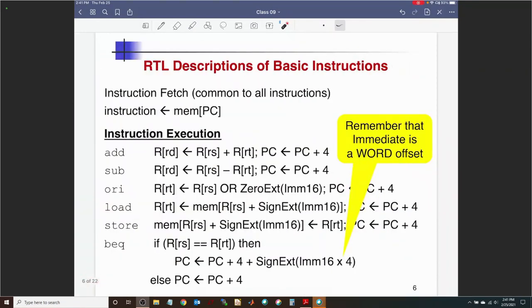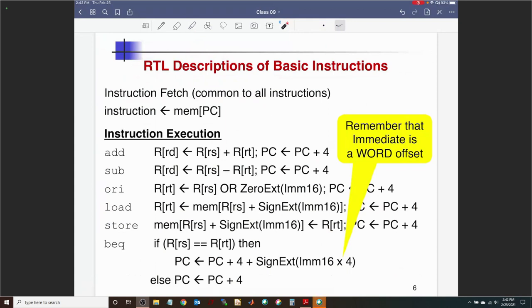Now let's talk about the register transfer language description of basic instructions. So how does data move from one register to the other in order for these instructions to be executed? If you think about the first step in almost all the instructions, it is the instruction fetch. I need to get the instruction into my program counter. So what is the RTL notation for that step?